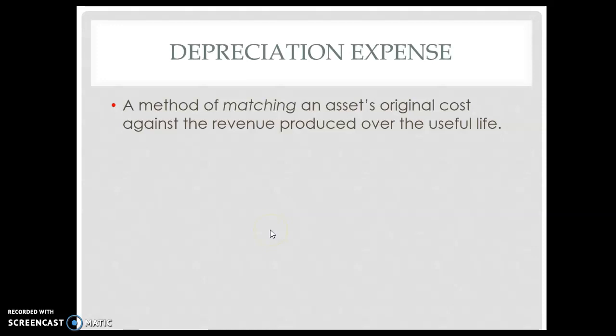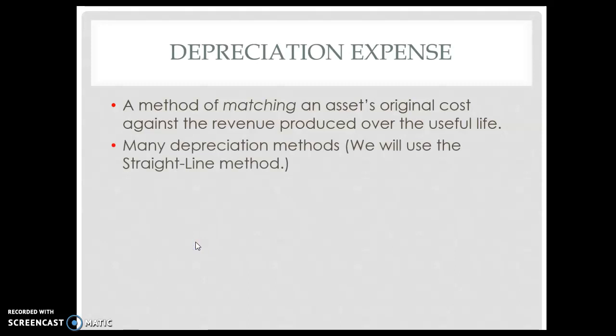Even though this word depreciation may mean that it goes down in value to you, to an accountant, depreciation just means matching that original cost to the benefits that we're going to receive over the useful life. There are a number of depreciation methods we could use to calculate the depreciation expense. For accounting 101, we're only going to use one of those, called the straight line method. That's the most common method used in large public companies.